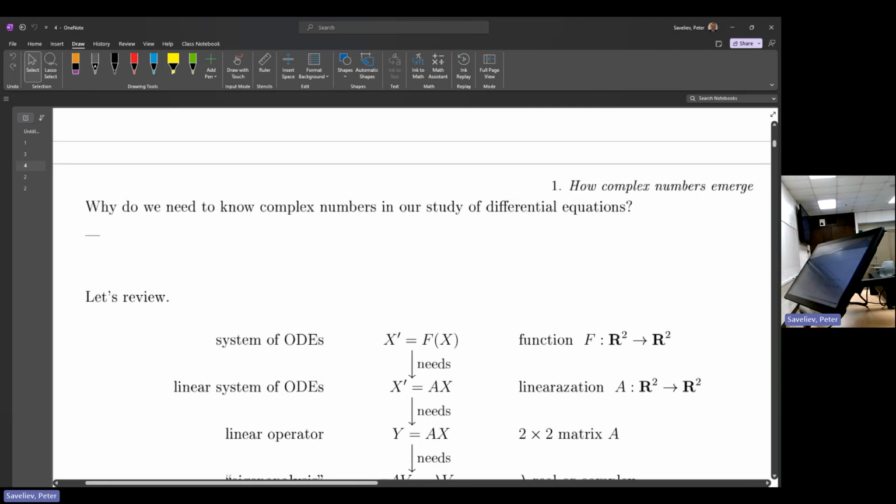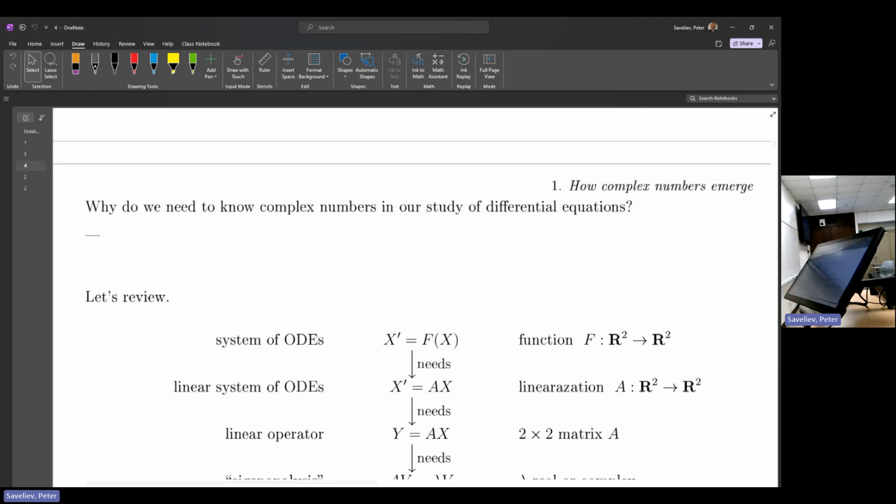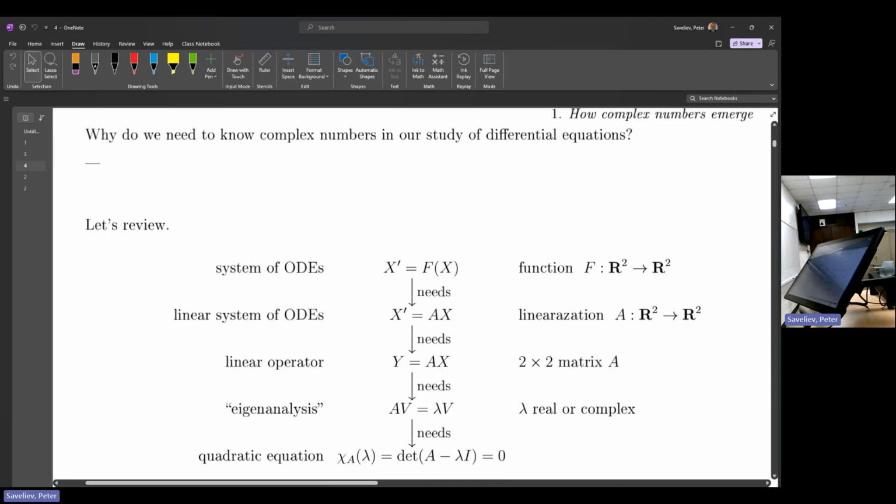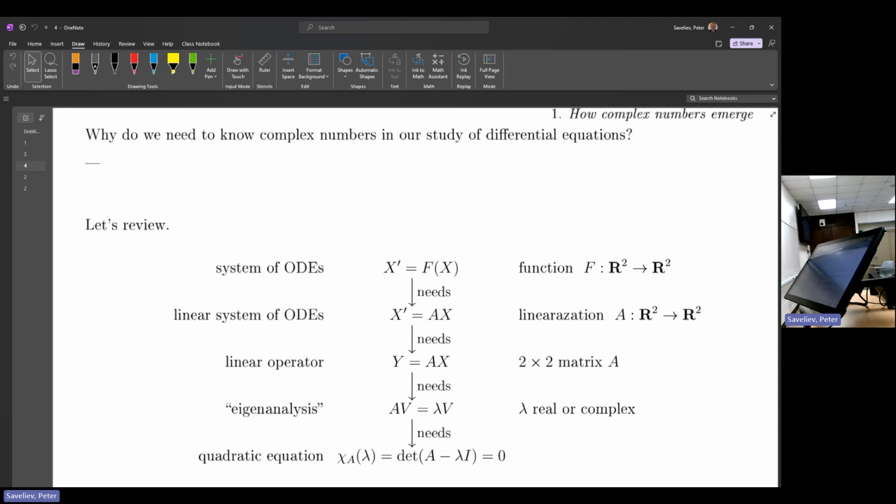So either we have a linear model in the first place, or we linearized our function, and we are dealing with a linear system. In order to understand what's going on, we are now looking at the linear operator y equals A of x. We forget about calculus and differential equations for a moment. So A is a 2x2 matrix, and now we need to know what that matrix or operator does. We do analysis with eigenvalues and find these special directions, which unfortunately produce a quadratic equation which might have non-real solutions. That's the characteristic equation at the bottom.